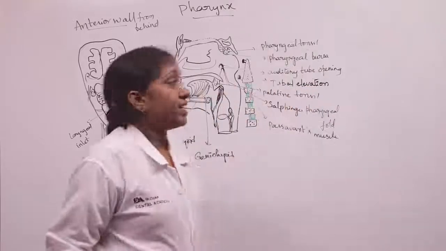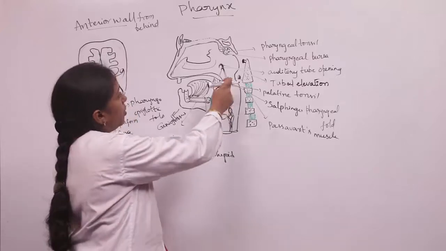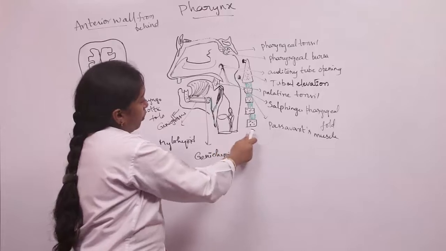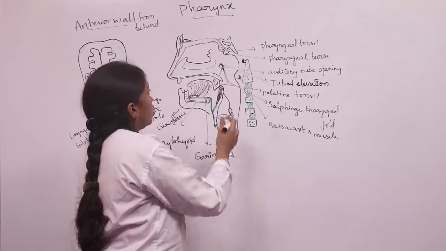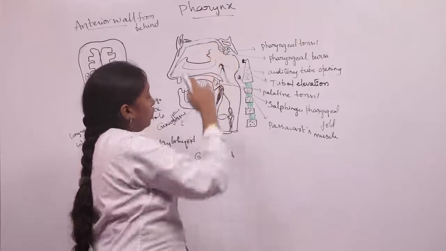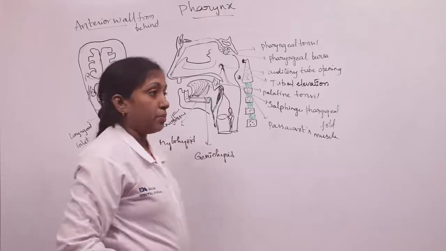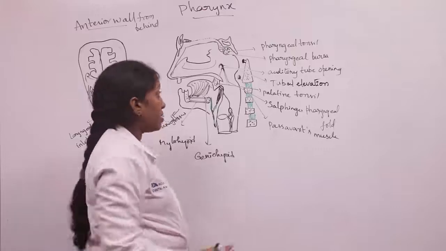So today we are discussing the pharynx. The pharynx is a musculo-membranous tube which extends from the base of the skull to the lower border of the 6th cervical vertebra. The pharynx is divided into 3 parts.